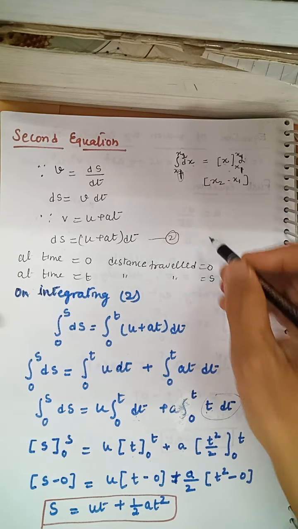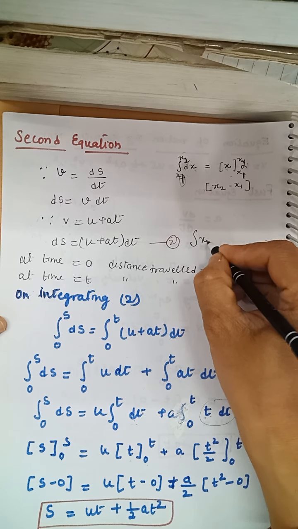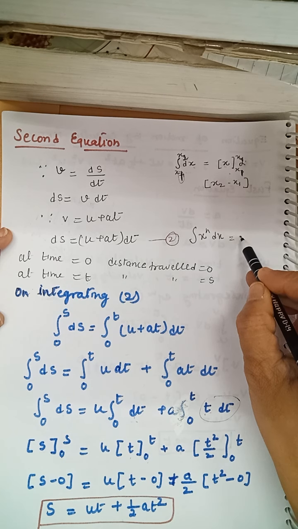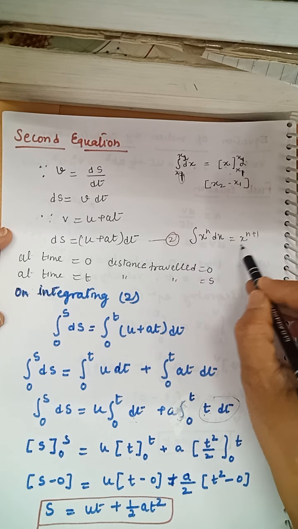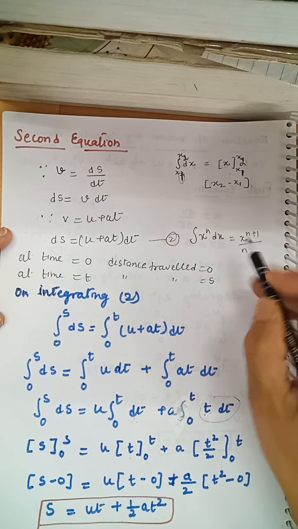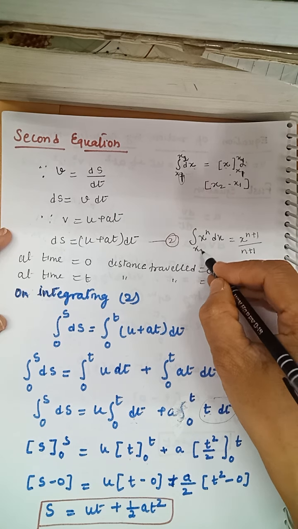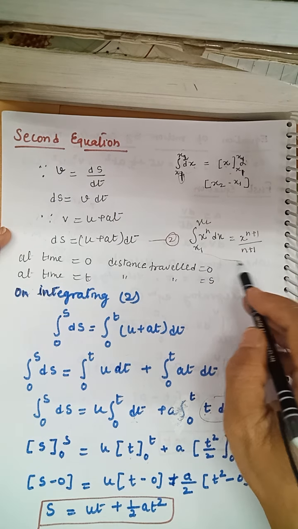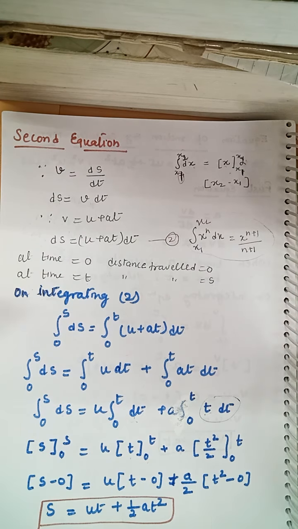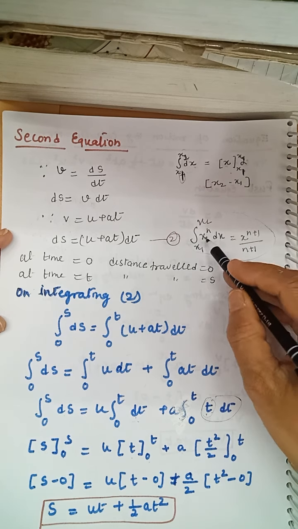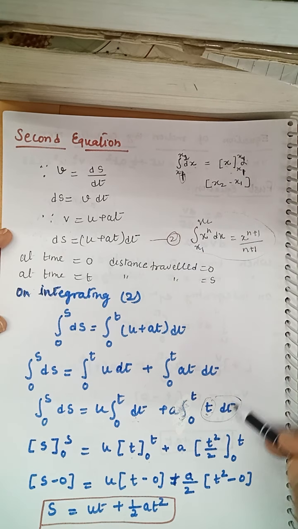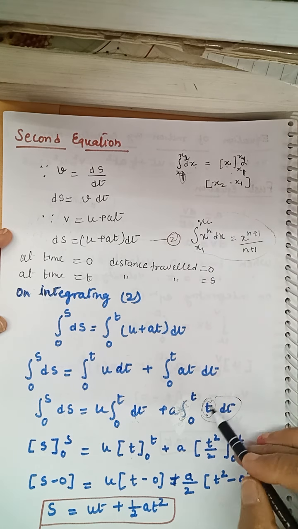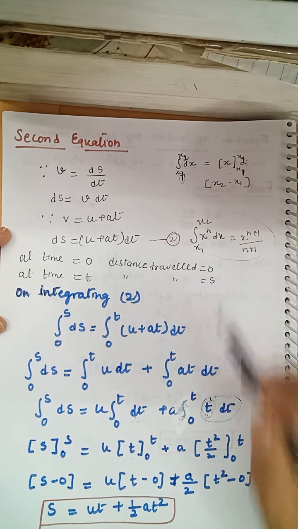Now here you will apply the formula of integration of x to the power n dx. What is the formula of x to the power n dx? X to the power n plus 1 upon n plus 1, with limit x1 to x2. Okay, so this formula we are going to apply. n is any integer. So see, here in place of x we have t. In place of dx we have dt. And what is the power of t? That is n, here 1. In place of n, what we have? We have 1.